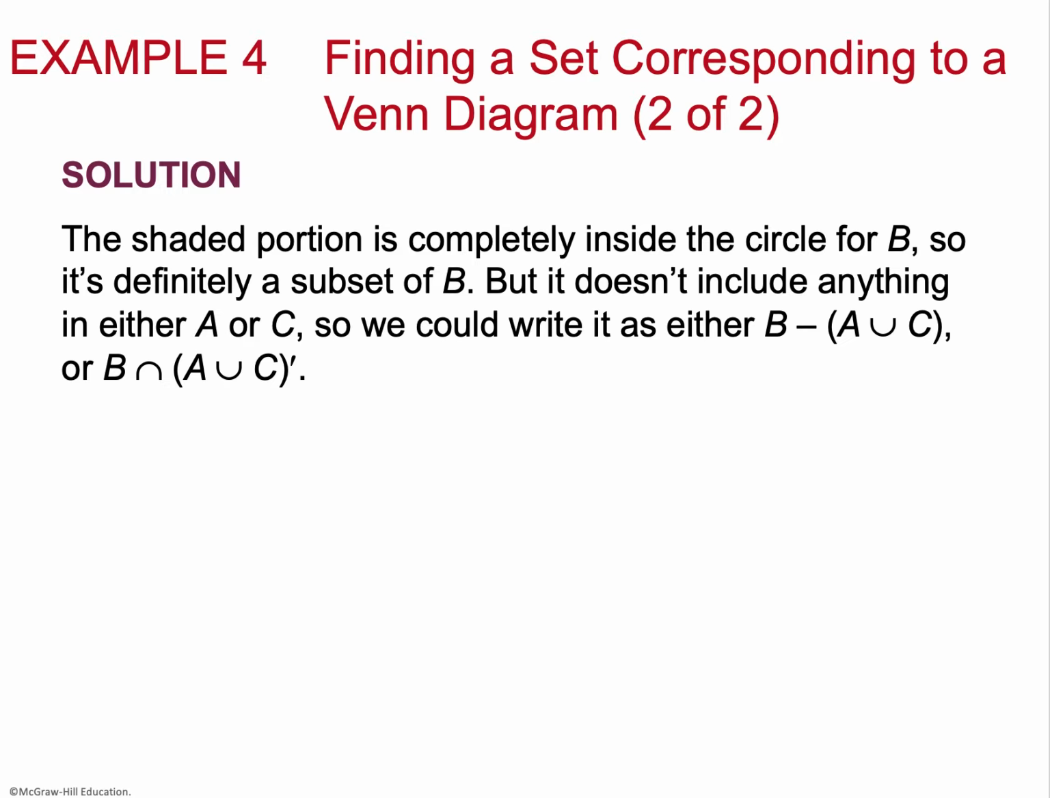So I would write that as either B, take away the items that are in both A and C, or take everything that's not in A or C and then make that up with B. So if it's not in A or C, it's in B. And so then the list of items is basically going to wind up being B.